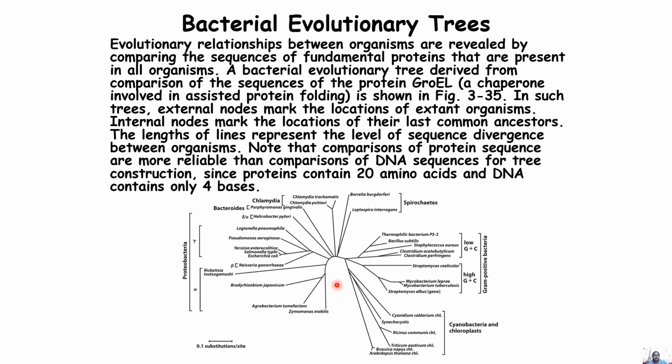We have to know that comparisons of protein sequences are more reliable than comparisons of DNA sequences for tree construction, since proteins contain 20 amino acids and DNA contains only 4 bases. So it's obviously more reliable to compare amino acid sequences, because only 4 bases give rise to so many variations. But there are 20 amino acids, so it's better to compare the protein sequence.